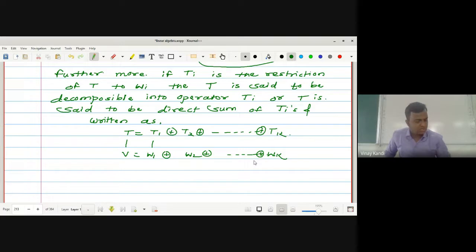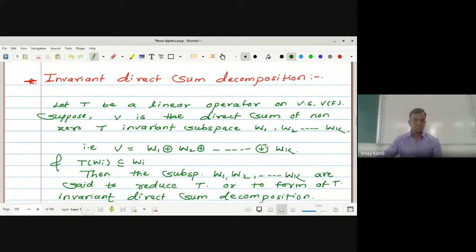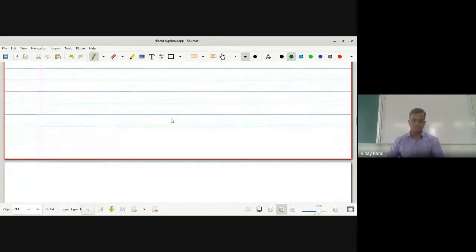Okay, now what is the primary decomposition theorem? Okay, and the statement is there. Okay, proof is not required. Any doubt up to here? Invariant direct sum decomposition. हे डेफिनेशन आहे, हे थेरम नाहीच आहे तुमचा, हा फक्त डेफिनेशन. ओके, आता प्रायमरी डिकॉम्पोजिशन थेरम. नेक्स्ट थेरम.